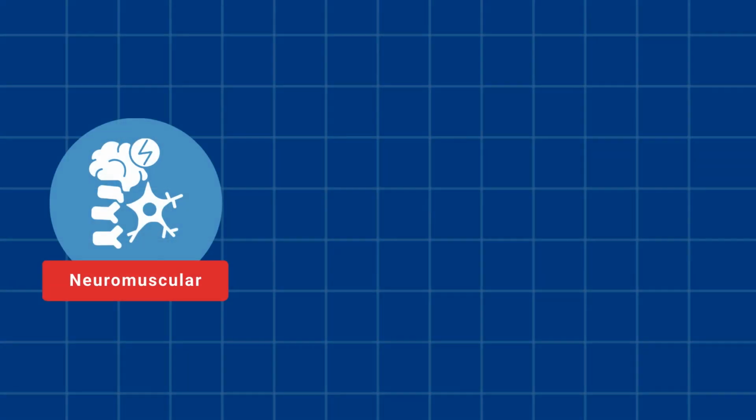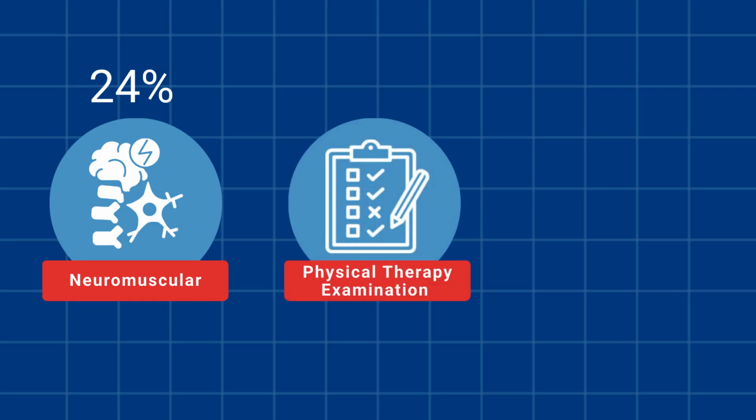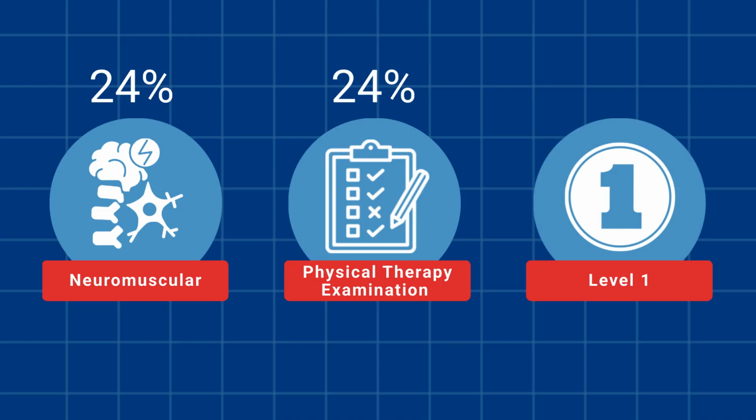This question is a neuromuscular and nervous systems question, which represents approximately 24% of all exam items. This question is a physical therapy examination question, which represents approximately 24% of all exam items. This question is a Level 1 question since the question requires students to possess basic foundational academic knowledge. Remediation of Level 1 questions occurs through academic review of entry-level content using textbooks, review books, Basecamp, and flashcards.